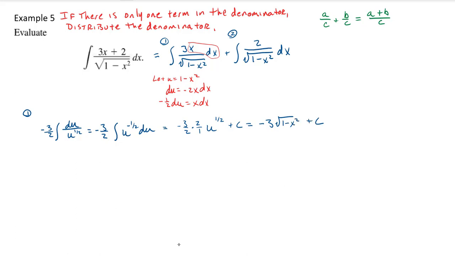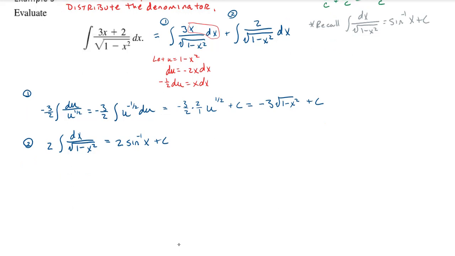Now looking at the second integral. It helps if you remember that the integral of dx over the square root of 1 minus x squared is sine inverse x. So really all I have to do with the second integral is pull out that constant of 2, and that's going to give us 2 times the integral of dx over the square root of 1 minus x squared, and that's going to be equal to 2 times sine inverse x plus c.